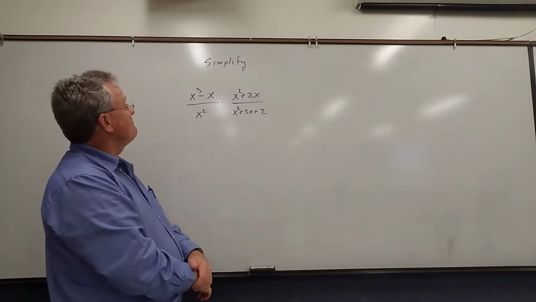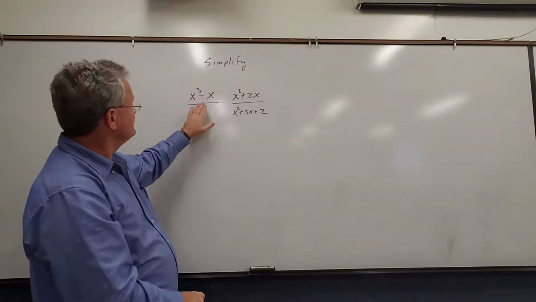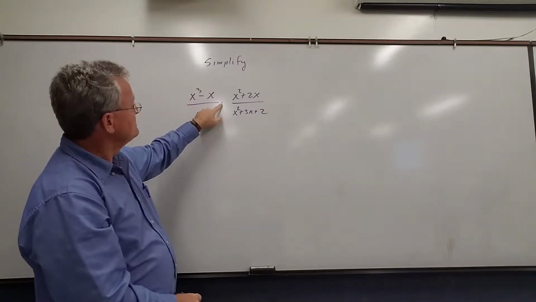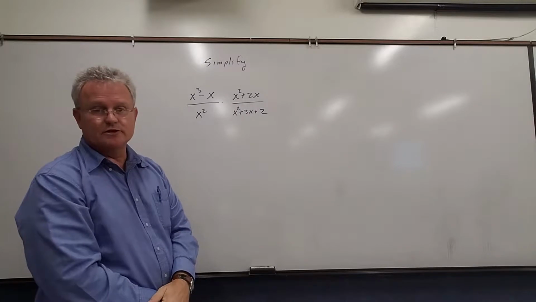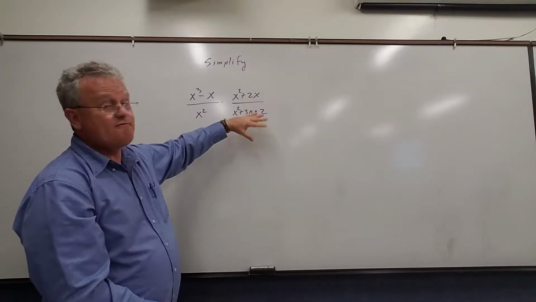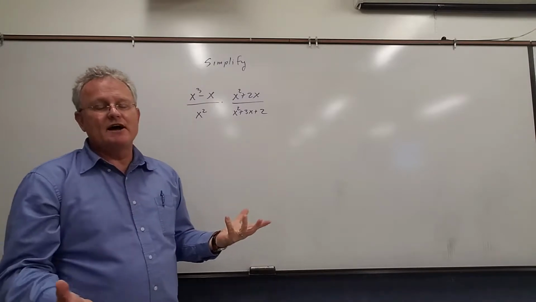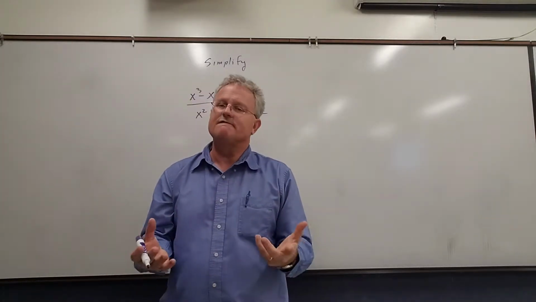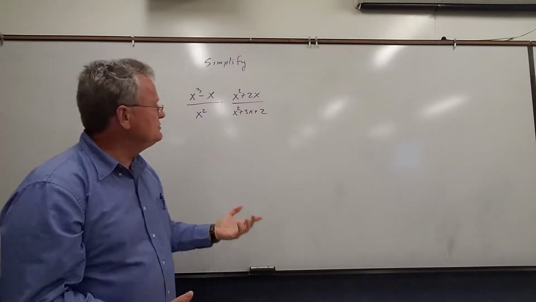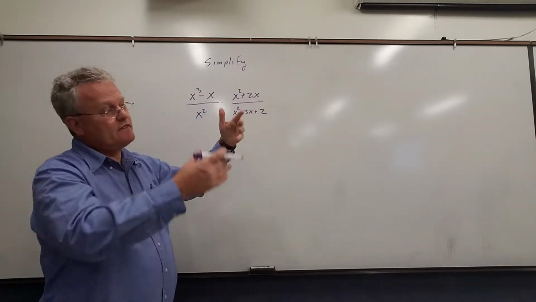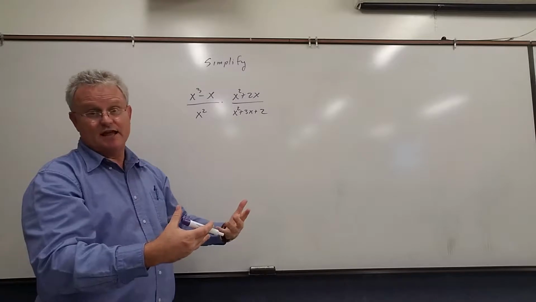Okay, in this example, we're going to simplify. Notice these two. We have one rational expression multiplied with another rational expression. Fractions with x's. So what this really boils down to is an exercise in factoring. All we want to do is factor each part, and then you cancel what's the same in the top and bottom.